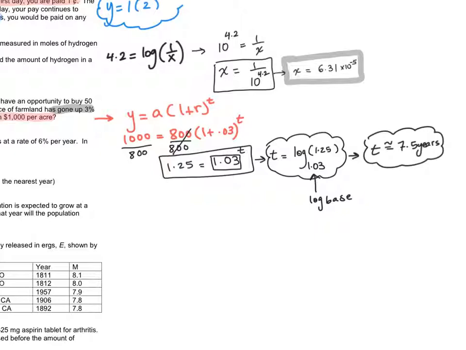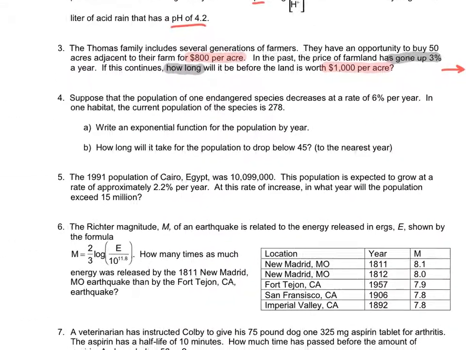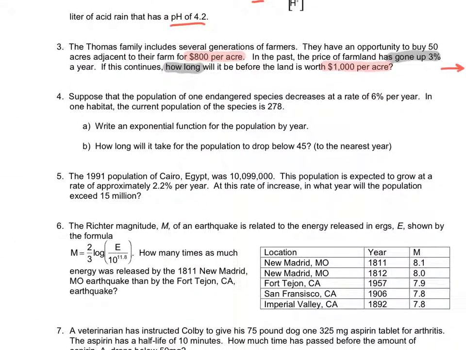Now let's move on to a different type of problem, like number 4. Suppose the population of one endangered species decreases at a rate of 6% per year. So this is a decay, and that's the rate. In one habitat, the current population of the species is 278, so that's the initial amount. Write an exponential function for the population by year. So they just want me to write an equation in part A. So y equals the initial amount times 1 minus r to the power t.